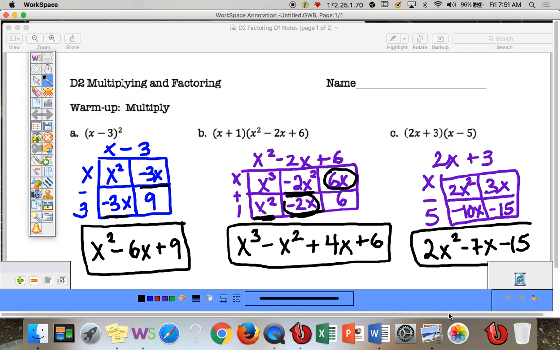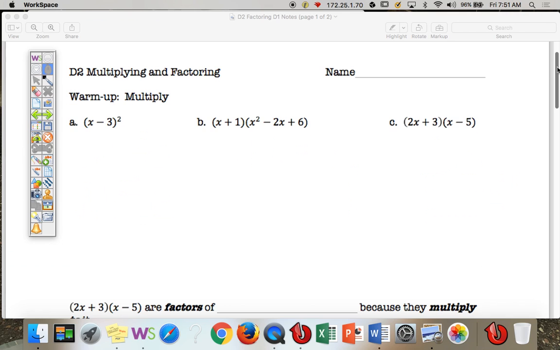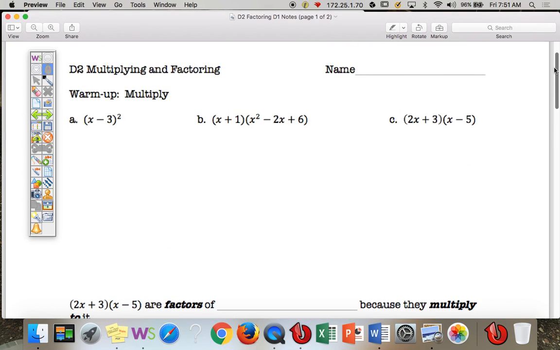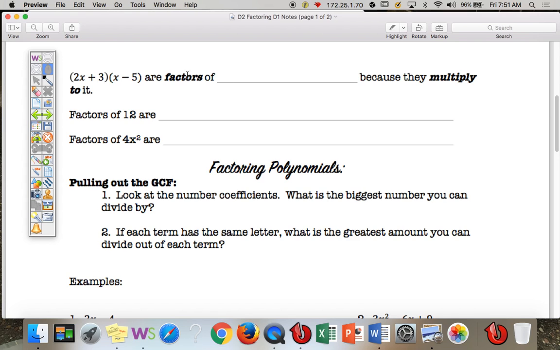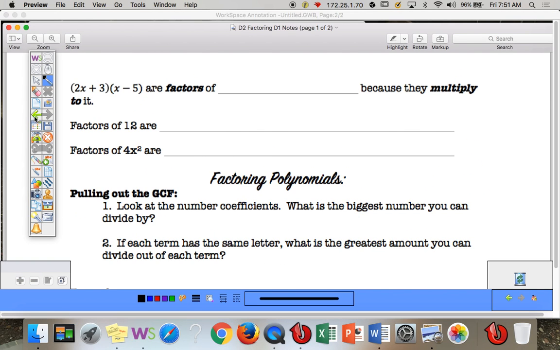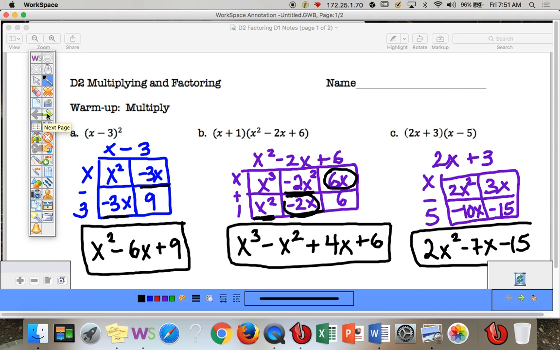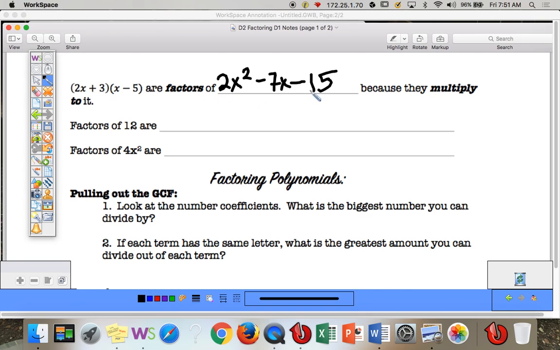So again, yesterday we looked at multiplying these by the rectangle or FOIL. You can use either method. And today we're going to kind of go backwards. Today I'm going to give you the answer, and you're going to go backwards and give me the factored form. So before we do that, let's review what factors are. 2x plus 3 times x minus 5 are factors of this answer here, 2x squared minus 7x minus 15, because they multiply to it. So when you multiply those two, this is what we get. So factors are things that multiply to something.